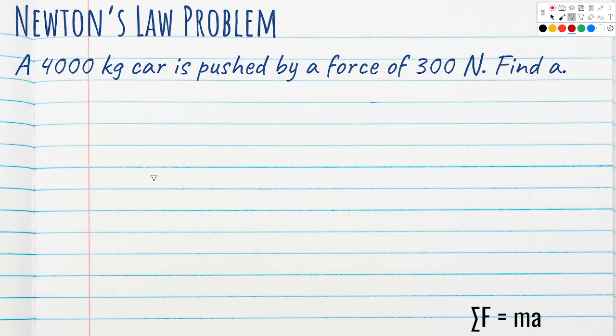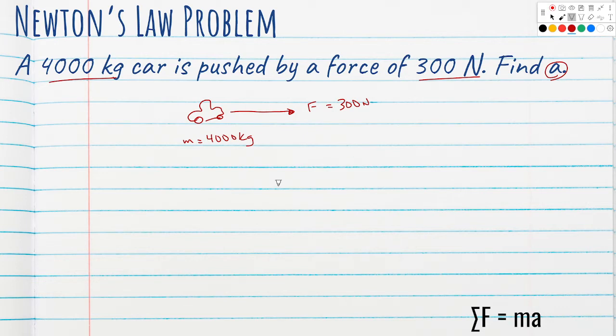Right here we have a 4,000 kilogram car, and we've got a 300 newton force pushing on it. I like to picture things, and our first step in this process is always to draw a little picture. So there's the car, and I'm going to write mass equals 4,000 kilograms to take care of this number. Right here is the 300 newtons, there's a force. It doesn't say which way. I'm going to let it push this way. Force equals 300 newtons, and they want me to find the acceleration.